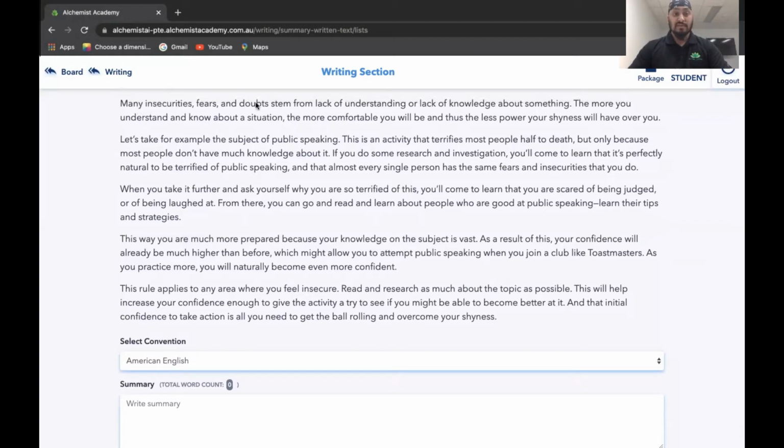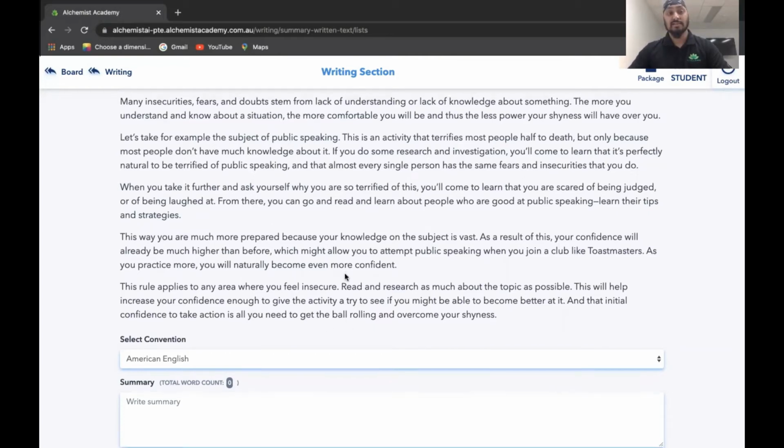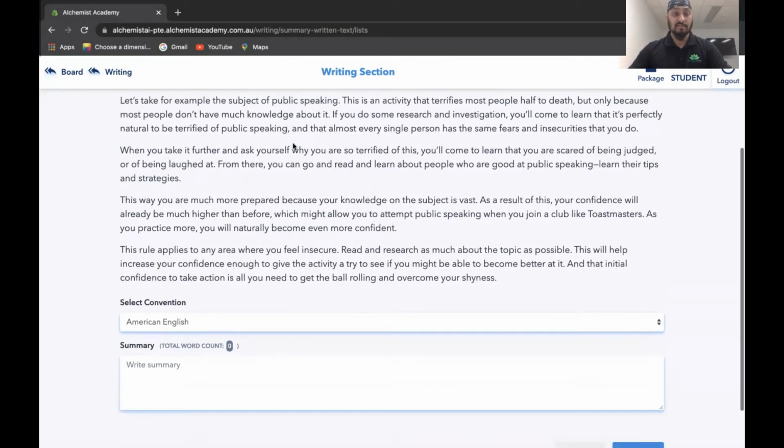So it says, many insecurities, fears, and doubts stem from the lack of understanding or lack of knowledge about something. The more you understand and know about a situation, the more comfortable you will be, and thus the less power or shyness you have over you. That's just a very general statement. It doesn't mention public speaking, because you saw that public speaking was repeated so many times in the passage. Okay, let's talk about public speaking from here.